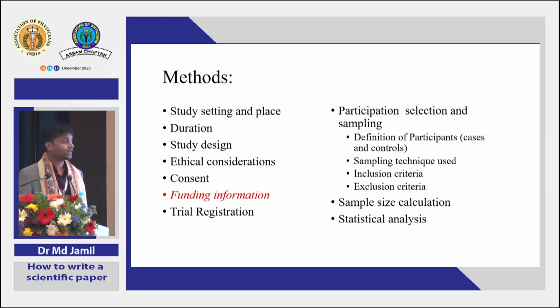What are the things to be included in the methodology? The study setting, where it is done, the place, the duration, study design, ethical consideration, the consent, the funding information, and the trial registration. It is now a must. All trials should be registered under a trial registry, and we have to mention it here. Then the participant selection and sampling, with details: the definition of the participants, how the sampling is done, the sampling methods and technique, inclusion criteria, exclusion criteria, sample size and calculation, then statistical analysis.